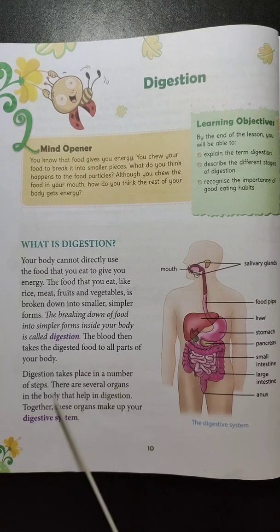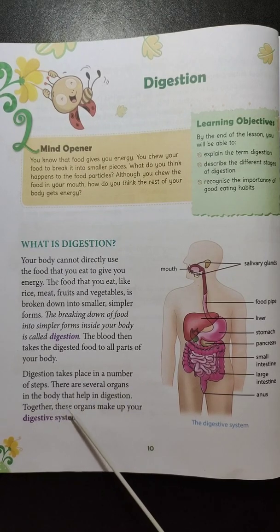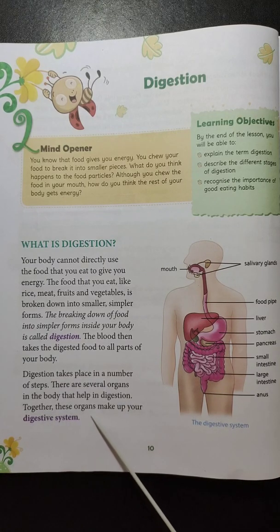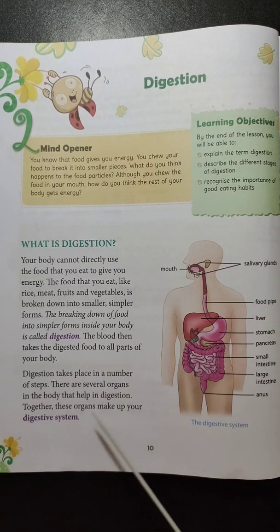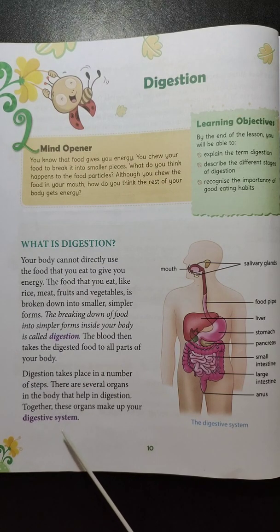Digestion takes place in a number of steps. There are several organs in the body that help in digestion. Together, these organs make up your digestive system. All those digestive organs form the digestive system. Do you know a digestive system contains a digestive tube?